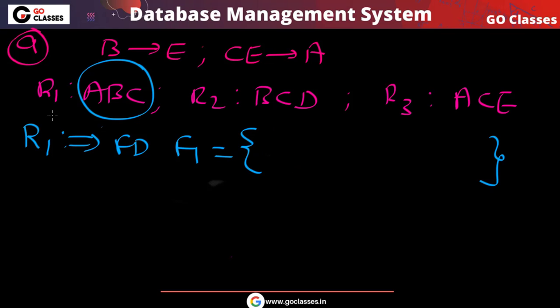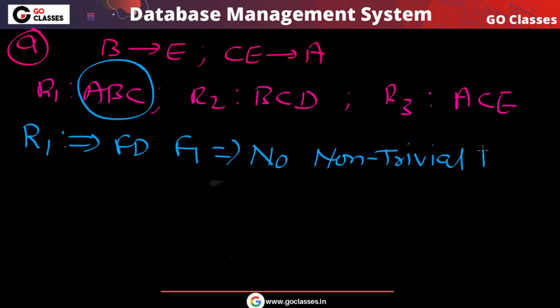So here actually there is no non-trivial dependency. You can just check that in this ABC, you can very easily see that there is no non-trivial functional dependency. So in this relation R1 there is no non-trivial functional dependency.